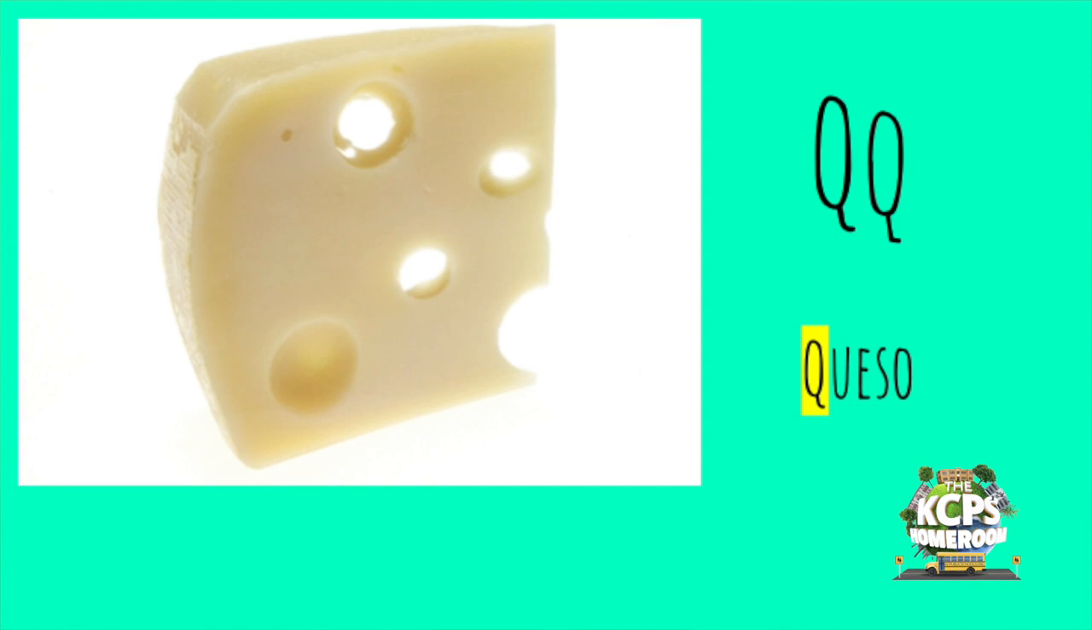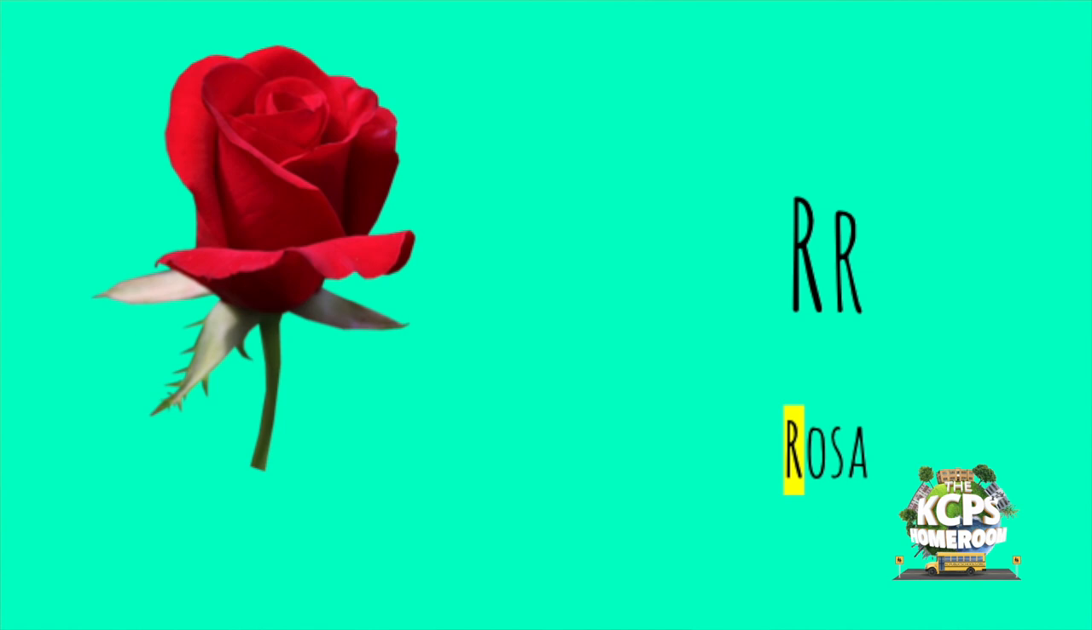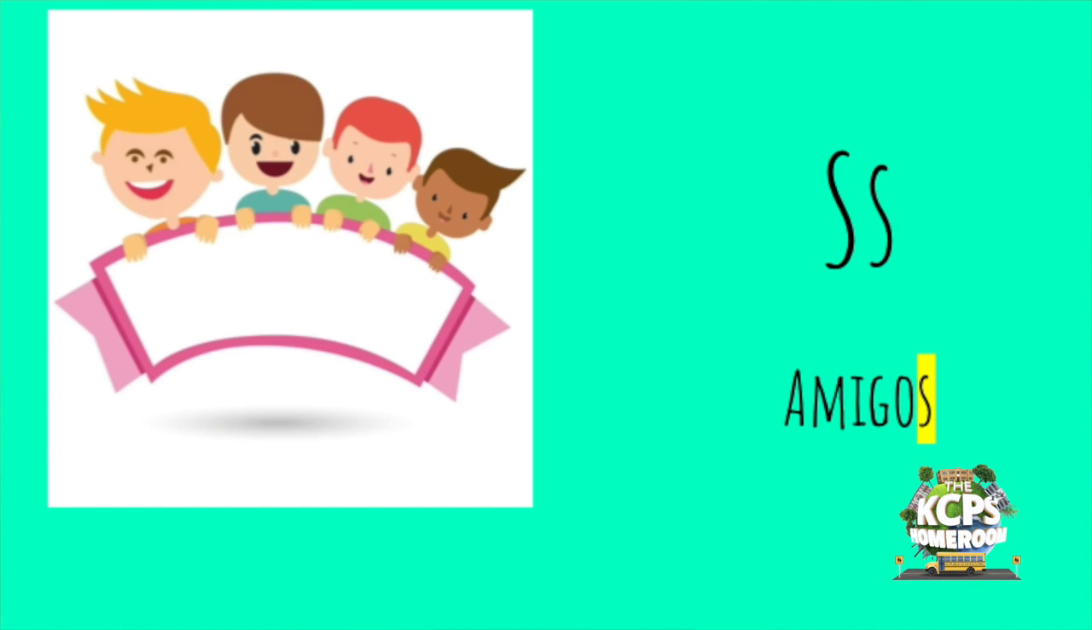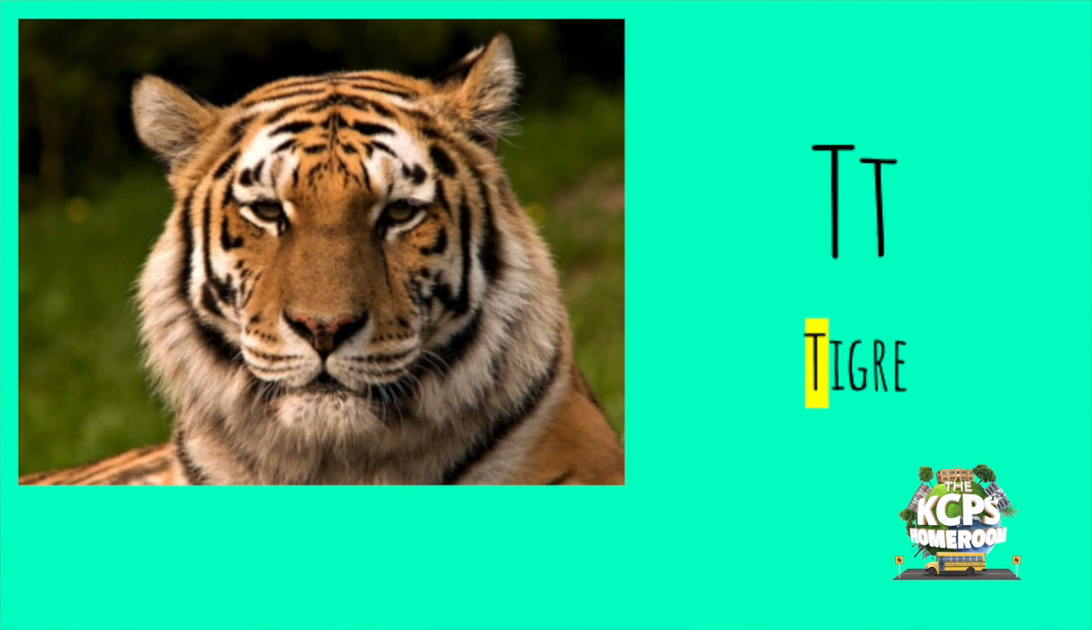Q for queso. Repeat, queso. Cheese. Now we have R. Repeat, rosa. This is a rose in English. Now we have S. Repeat, amigos. Amigos are friends. T for tigre. Tigre is a tiger. If you see the photo, it's a tiger.